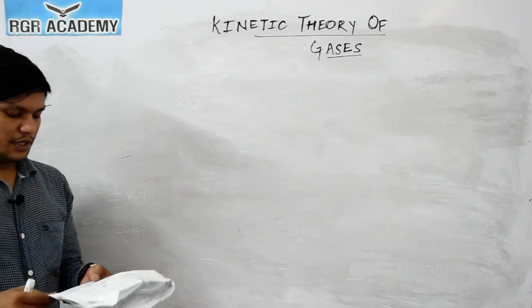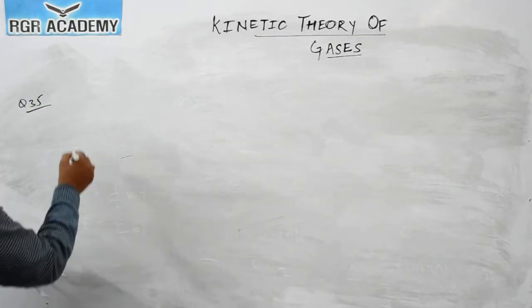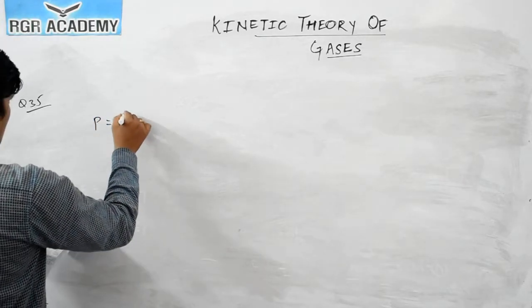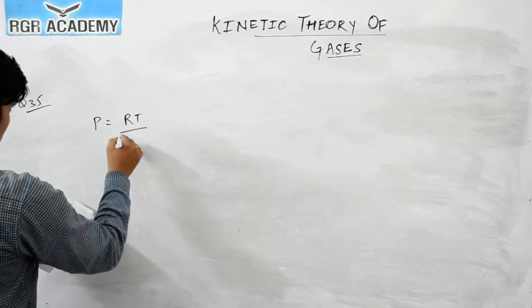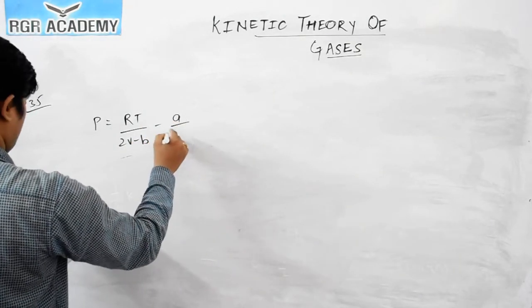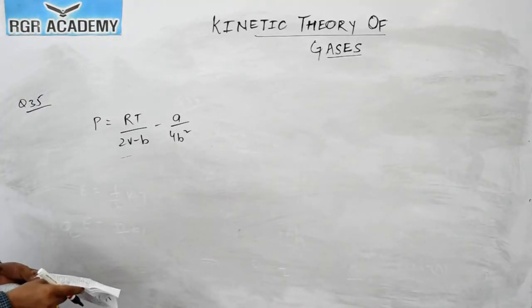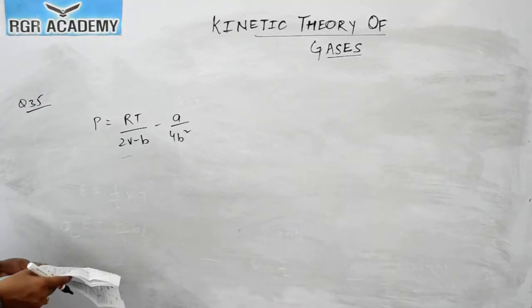So for question number 35, the pressure of CO2 real gas in a container is given by P = RT/(2V - B) - A/(4V²). Then they are asking the mass of the gas in the container.